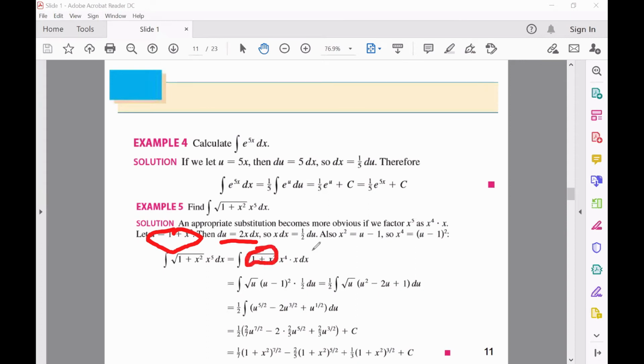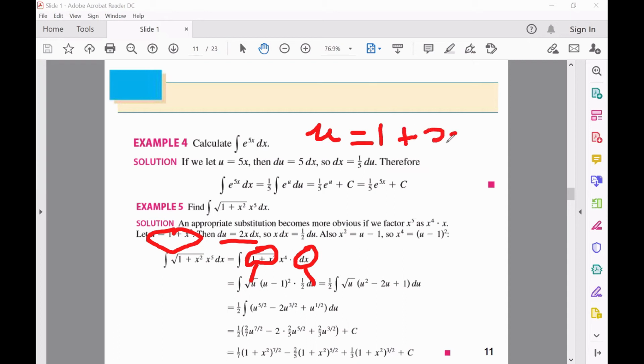هذا هو u، صح ولا؟ هذا du. This is u. Obviously this is root u. This is du or half du. Okay. لأنه x dx هي نصف du. And بقى لي x to the 4. What is x to the 4? You know u is equal 1 plus x squared. صح؟ u is equal 1 plus x squared.